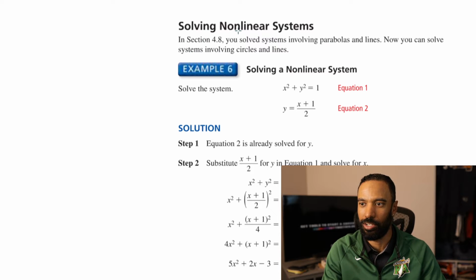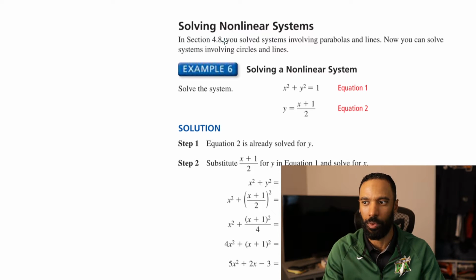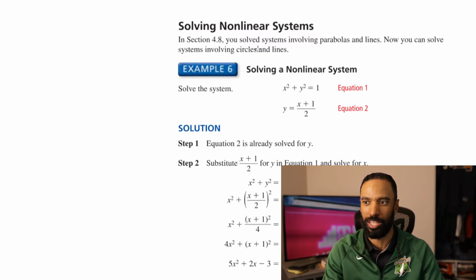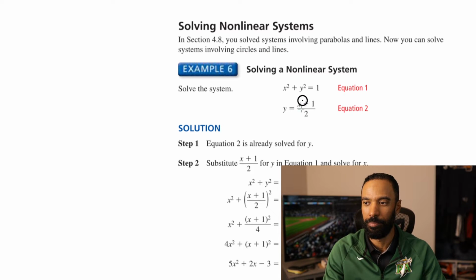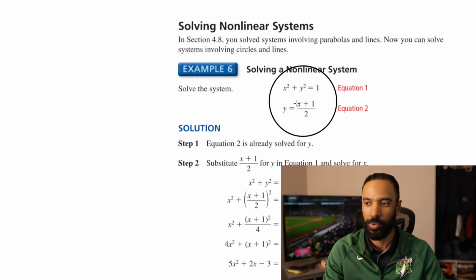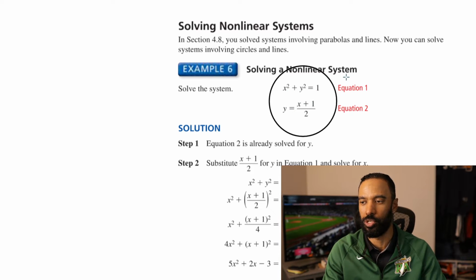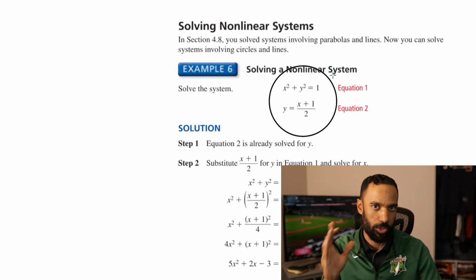All right, solving nonlinear systems. So here was the section 4.8 where we did solve ones with parabolas and lines, but now we can do some with circles and lines. So here's a system. Let me circle it. x squared plus y squared equals 1 and y equals x plus 1/2. We have to find out where this line intersects with this circle.